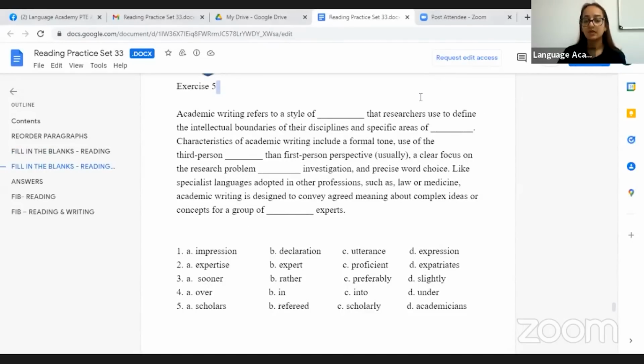The last question for reading and writing blanks for today, and you have 2.5 minutes. Please post your answers.